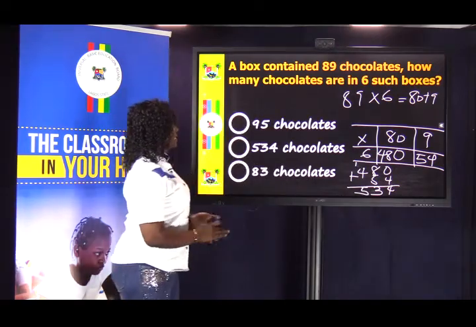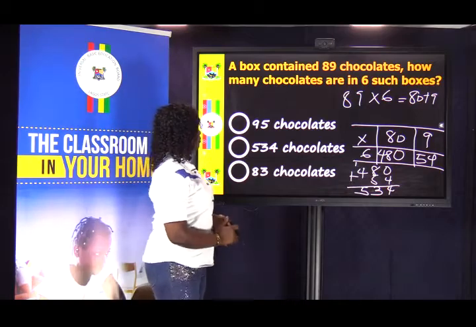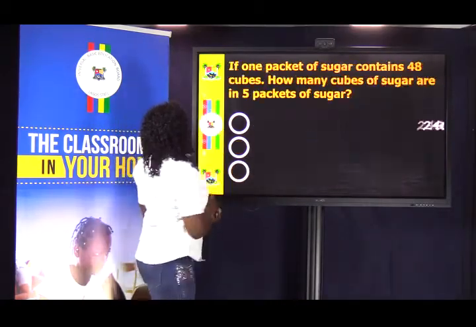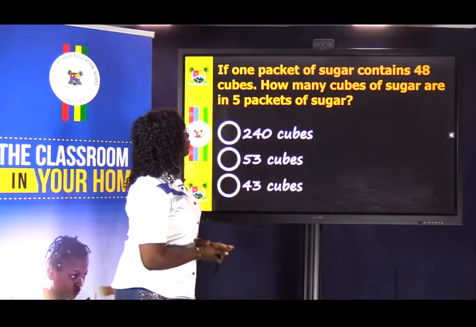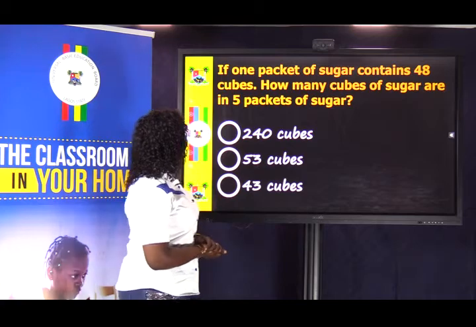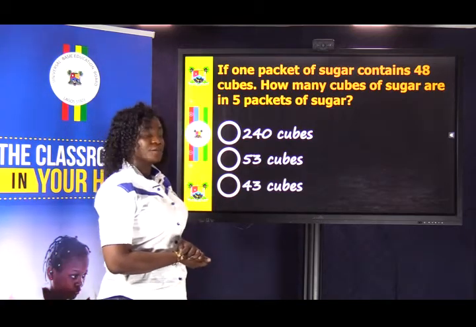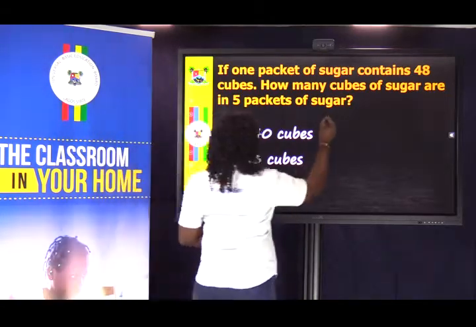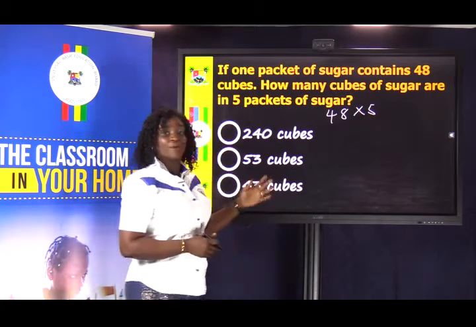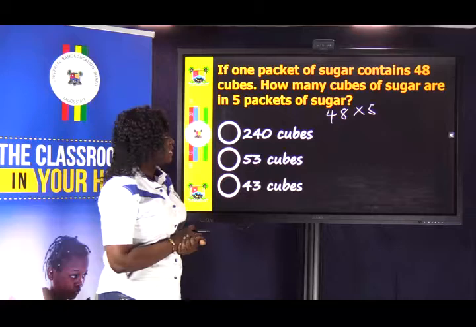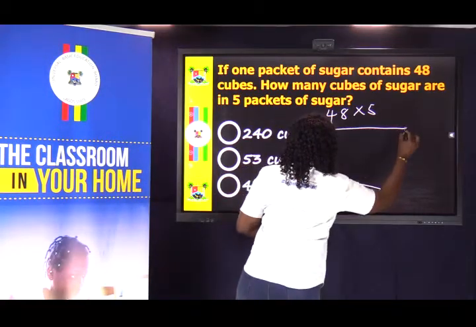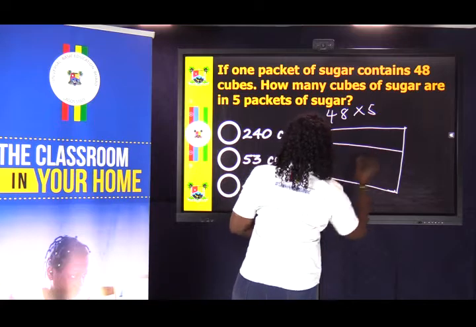So how many chocolates are in 6 such boxes? We have 534. Let's go. Yes, if one packet of sugar contains 48 cubes, how many cubes of sugar are in 5 packets of sugar? Remember, 48 times 5. That is the symbol representation of what I've read. Then you draw your table. Yes, draw your table. We are using the grid method.